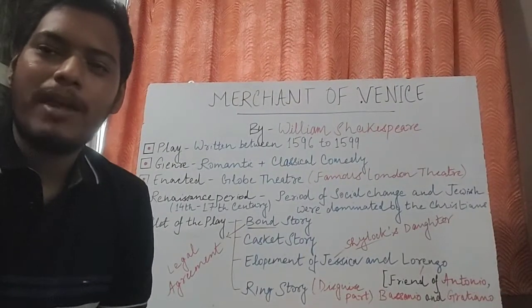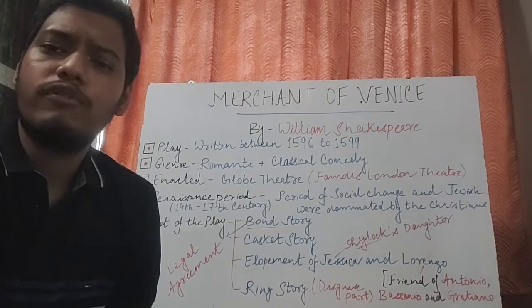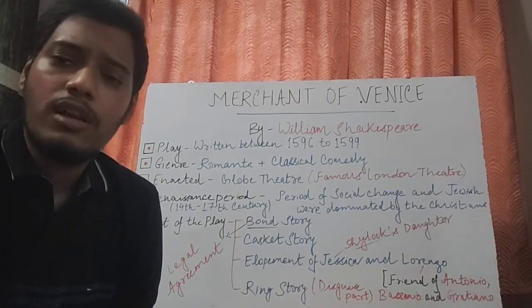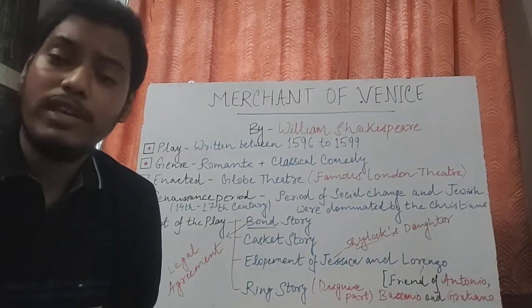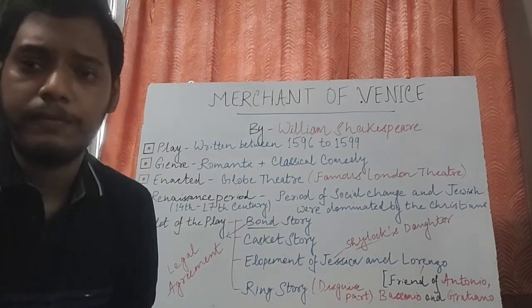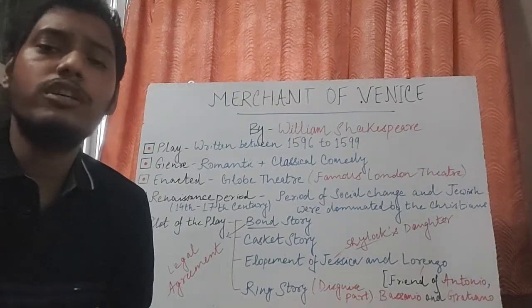Now let us one by one go through the characters in the play. The first is the Duke of Venice. Who is the Duke? Duke is a man with a high social rank, a man holding a very high authority. Next is Prince of Morocco, Prince of Aragon.